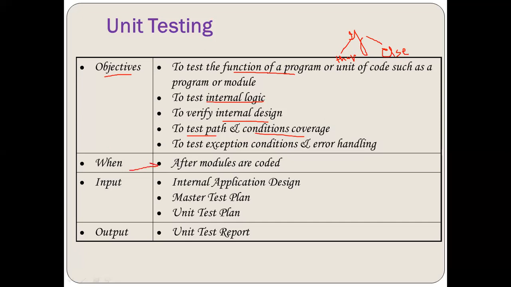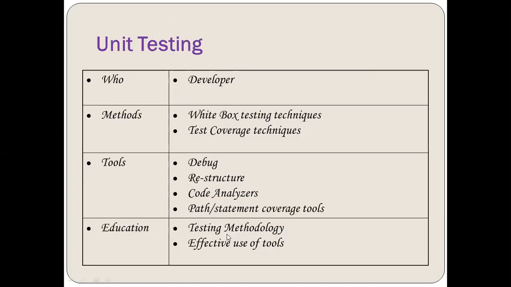This is done after the modules are coded. What is the input for this? Input is the internal application design, which has been created by the programmer. There is a master test plan, that means the complete test plan, and the unit test plan. We will see in a later lecture what a test plan is and how it is created, or what test cases are. Then what output do we get? We get the unit test report.